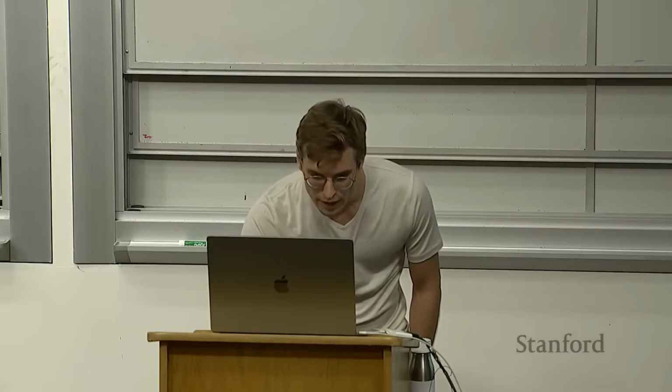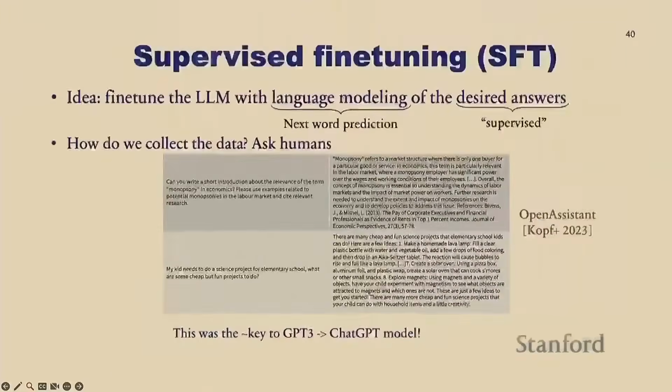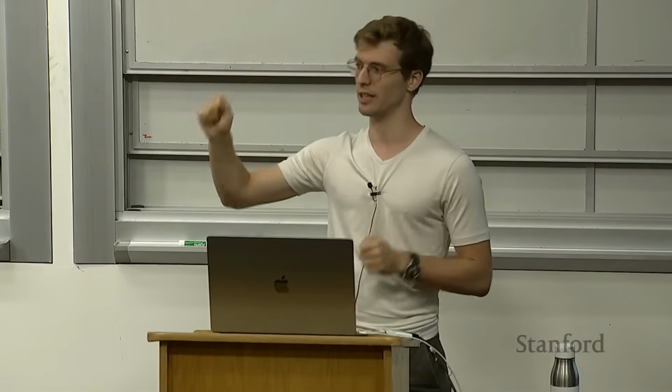So this is an example. Sorry, I can't read very well on my computer. Let's read this one. Can you write a short introduction about the relevance of the term monopsony? And then it says, monopsony refers to a market structure, blah, blah, blah. And that's a human that wrote that. Actually, this is Open Assistant, which was a way to collect data online from humans. This type of supervised fine-tuning or alignment is really the key of ChatGPT. This is what made the big jump from GPT-3, which was mostly something that was known by AI researchers, to ChatGPT, which became known by basically everyone.